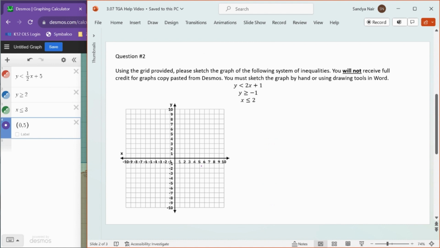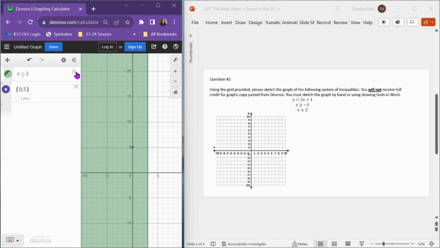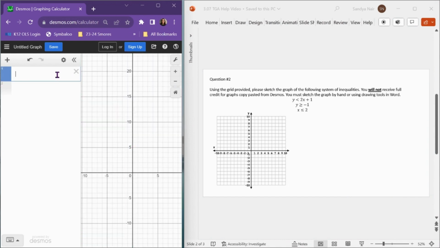Now here it says, using the grid provided, please sketch a graph of the following system. You won't receive credit if you just go to Desmos, screenshot, and paste. You're not going to get credit for this. But you can use Desmos to help you. I am fully expecting that you all will use Desmos to help you on this, because it gives you an idea of what the graph is supposed to look like.